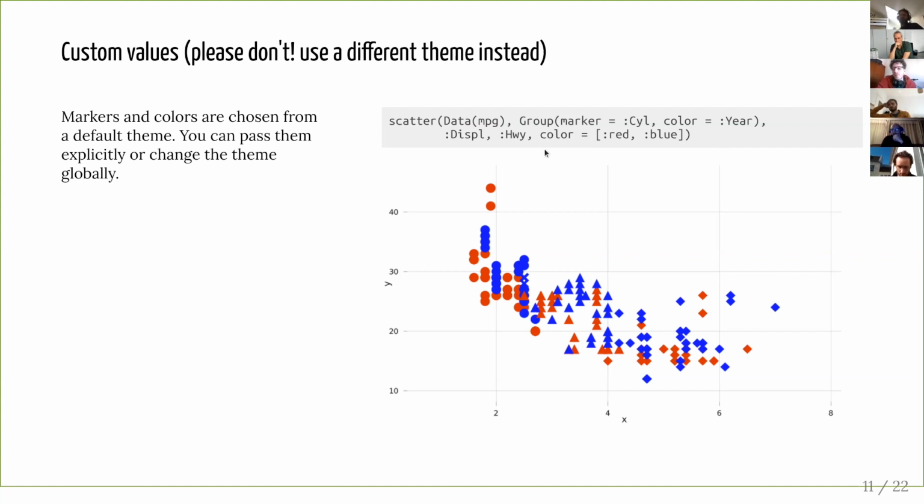So you wouldn't really want to pass custom values all the time. You just want to reset the default theme, and this will look from a novel theme that you have chosen, and then all your plots will have a new consistent look. And so this is for the group, which basically corresponds to styling by a categorical variable in ggplot.